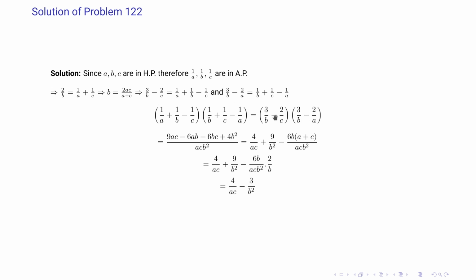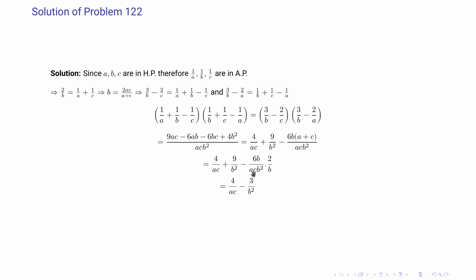So we evaluate this and it turns out to be (9AC minus 6AB minus 6BC plus 4B square) by ACB square. Now 9AC by ACB square will result in 9 by B square. 4B square by ACB square will result in 4 by AC, and minus 6AB minus 6BC can be written as minus 6B into (A plus C) by ACB square. Now here we substitute the value of B from this. We get this as 2 by B and AC remains the same. Now AC should be cancelled out here.